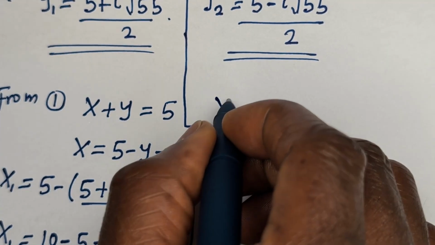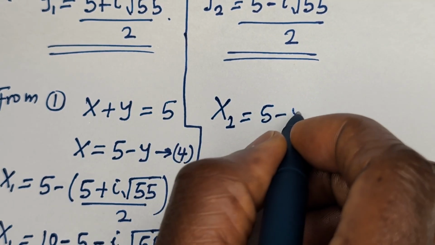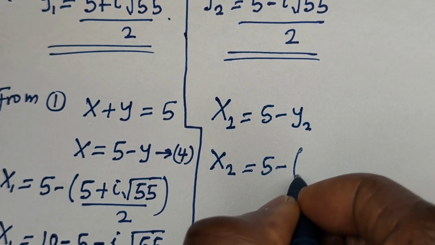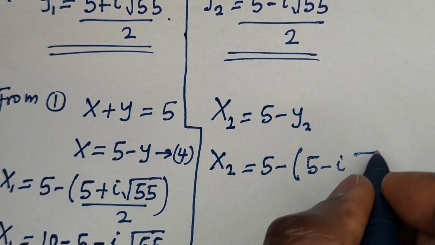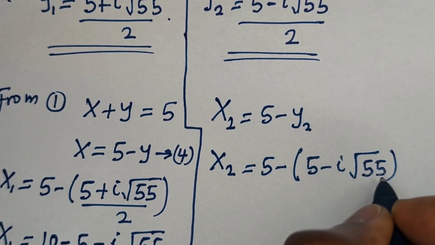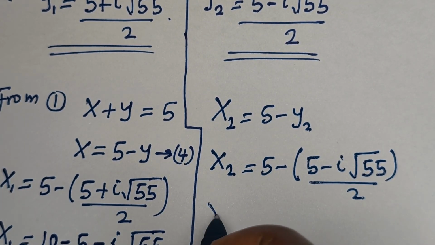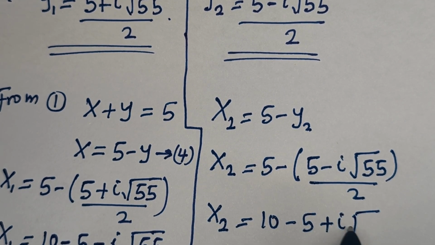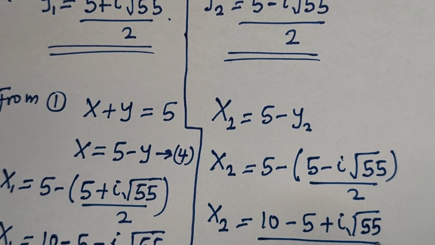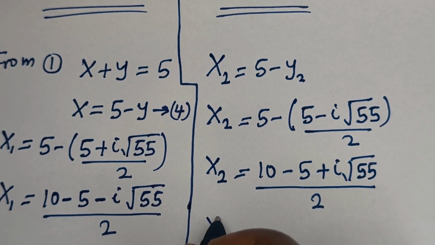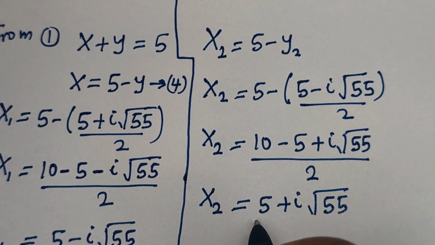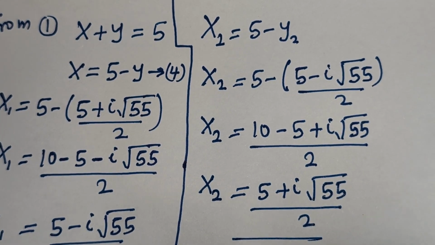And x2 is equal to 5 minus y2. x2 is equal to 5 minus y2, which is 5 minus i square root of 55 over 2. x2 is equal to 10 minus 5 plus i square root of 55 over 2. x2 is equal to 5 plus i square root of 55 over 2. This is the value of x2.